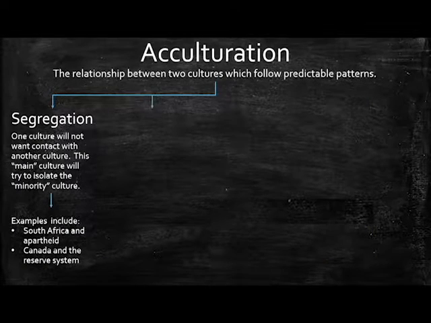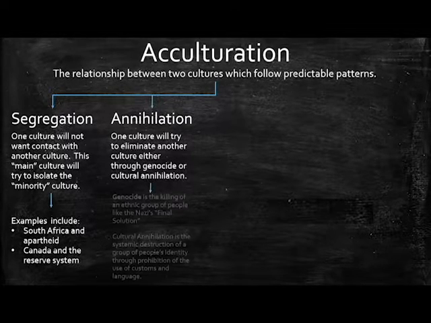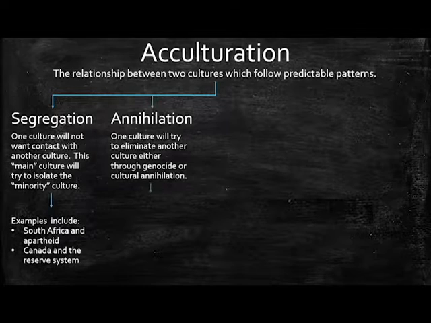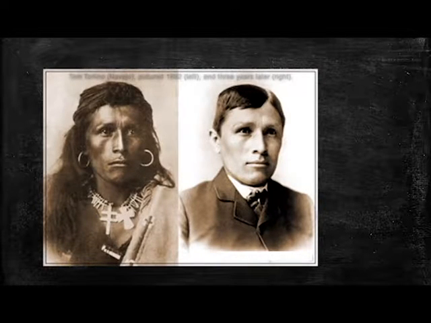The second model of acculturation is annihilation. This is where one culture will try to eliminate another culture either through genocide or cultural annihilation. Genocide is the killing of an ethnic group of people. For example, in history, we had the Nazis' final solution for the Jewish people. And cultural annihilation is the systemic destruction of a group of people's identity through the prohibition of use of customs and languages. So, in the past, Canada's government suppressed the cultural practices of First Nations people.